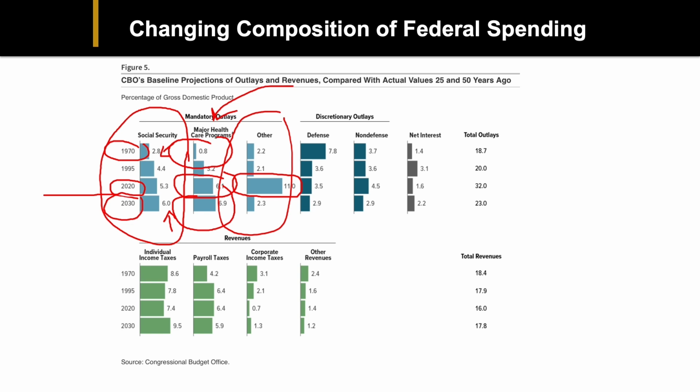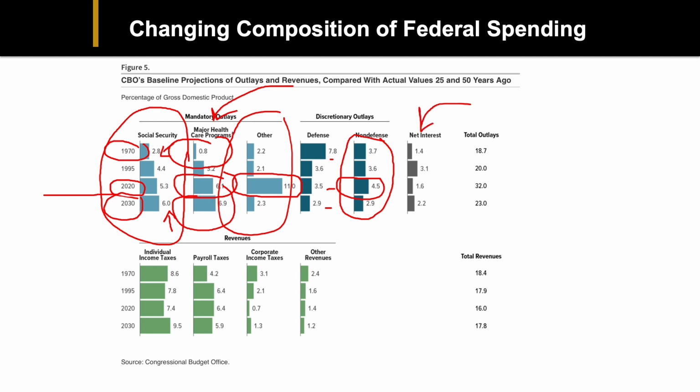Defense spending 50 years ago was 7.8% of GDP. Now it's about 3.5%. It will probably go down to 2.9% over time. Non-defense discretionary spending has varied some. You'll see a surge here, of course, for the pandemic. And this is a growing share of the budget.